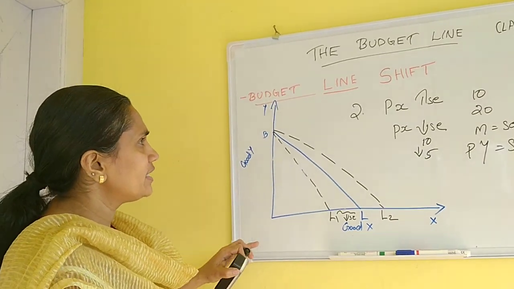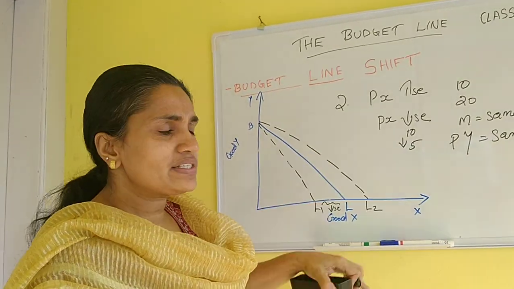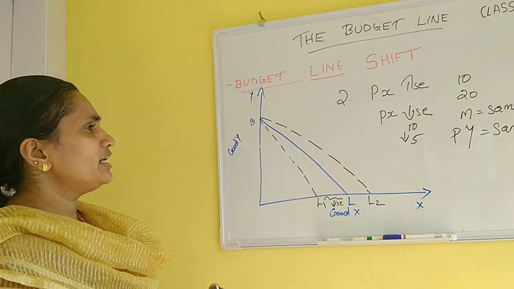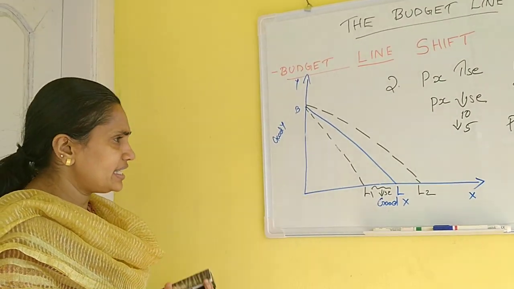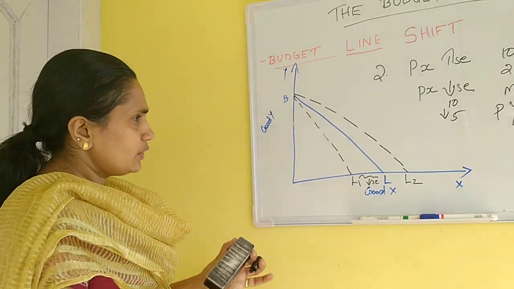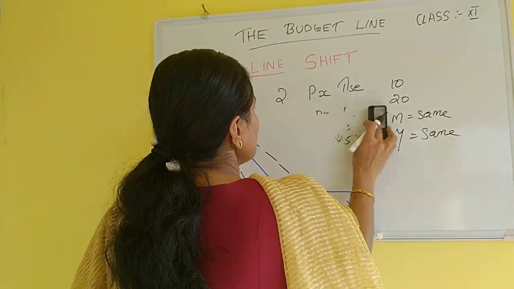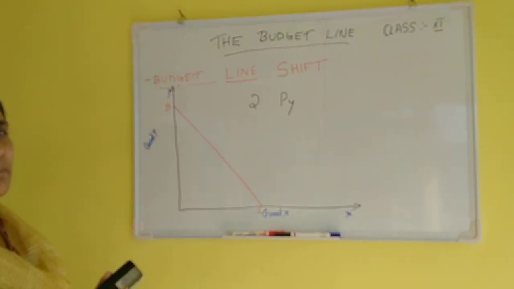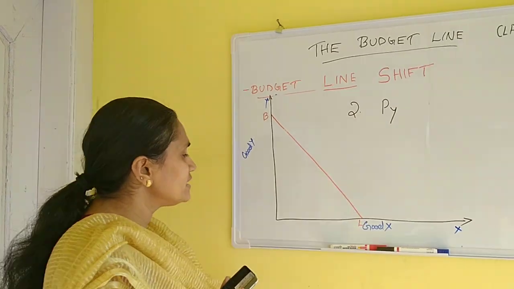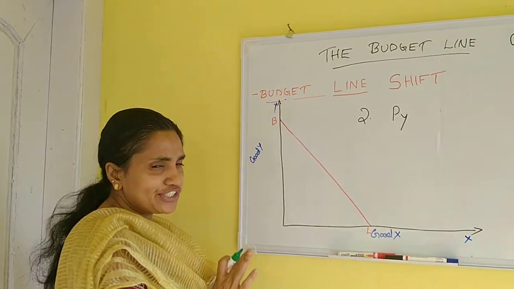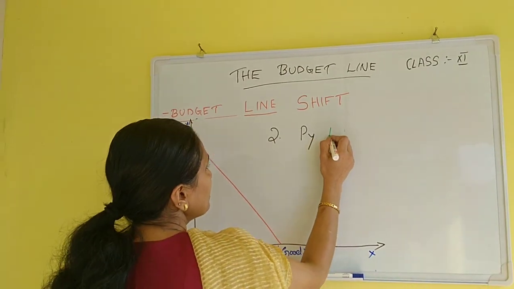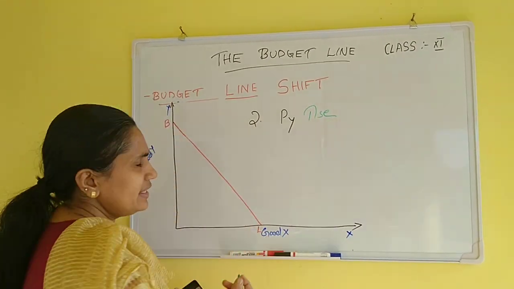Here we can see that when the price of X increases or decreases and the income of the consumer and price of Y remain the same, this is the shape of the budget line. Okay? Then the next condition is price of Y changes. Suppose price of Y changes, what will happen to the budget line? The first case is an increase in the price of Y.